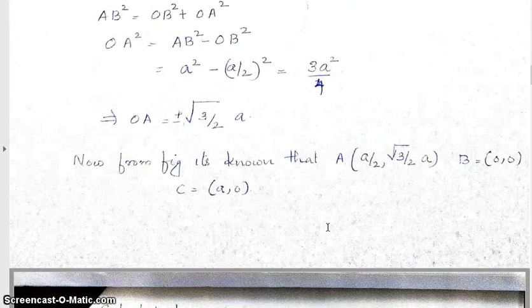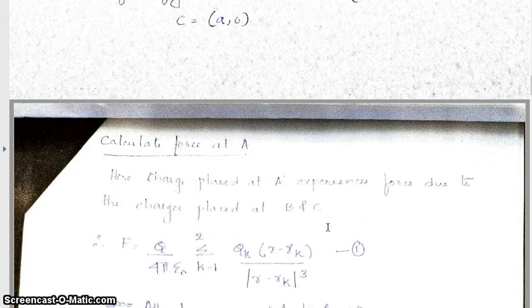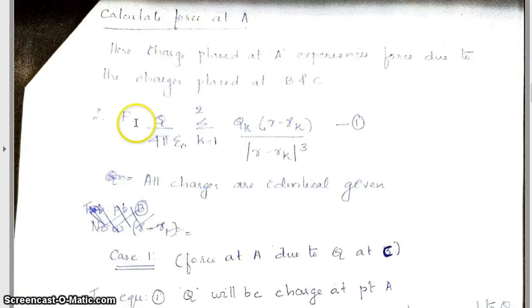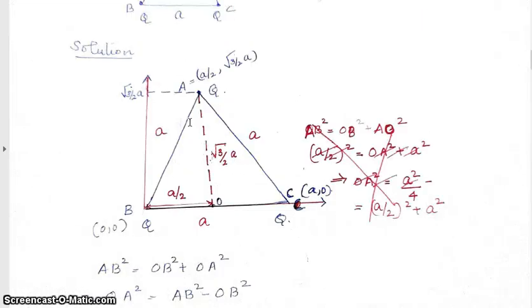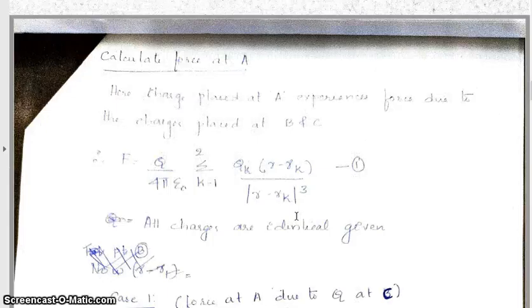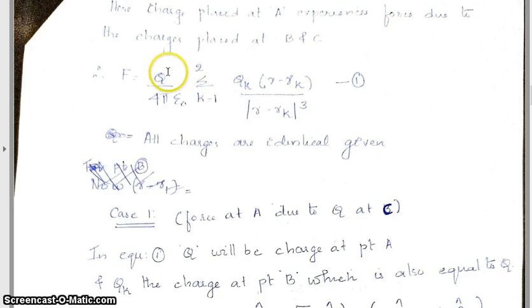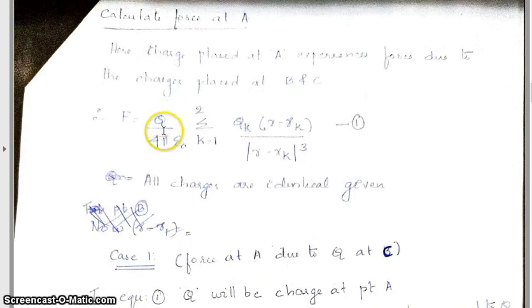Now you can find out using the Coulomb's equation. F is equal to Q by 4 pi epsilon 0 sigma K equal to 1 to 2. Here K value varies from 1 to 2 because I am going to find out the force acting at this corner due to the charges at these two corners. So you have two additional charges. So my K value is 1 to 2 and this Q will be the charge placed at corner A. Okay. So I am writing the expression.